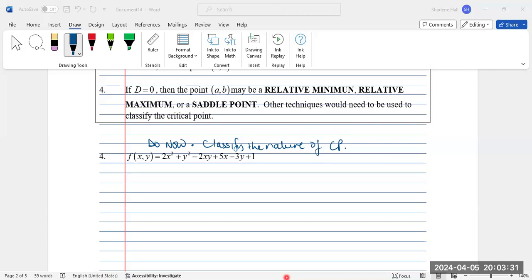Chevy, how are you? Sir, I find a value for X and Y. So you're trying to classify it now? Yeah. All right, I'm going to give you 1 more minute to finish off, all of you. And then I'll take over.